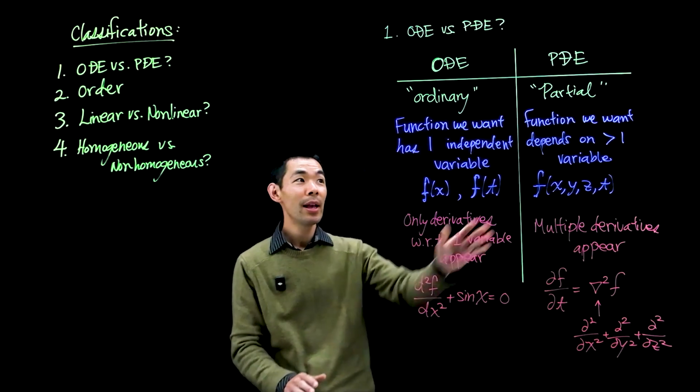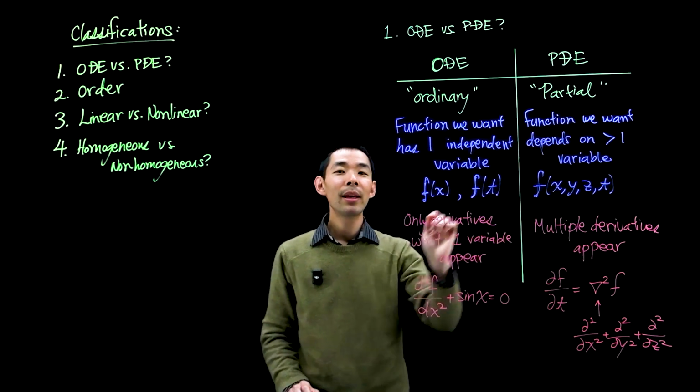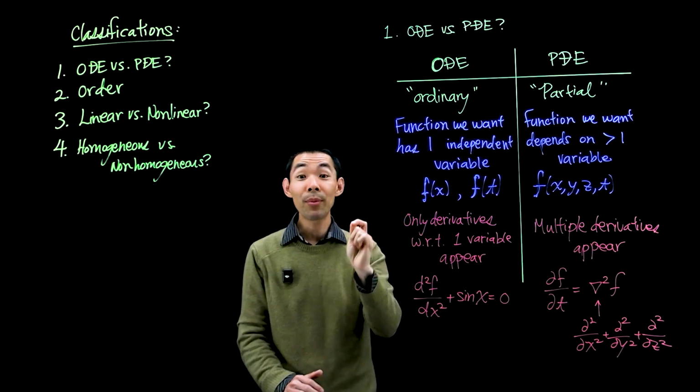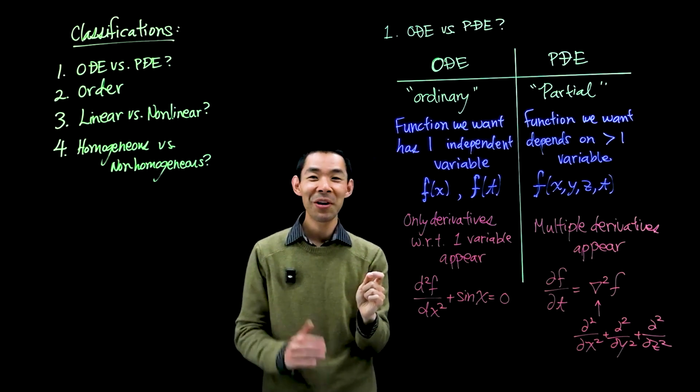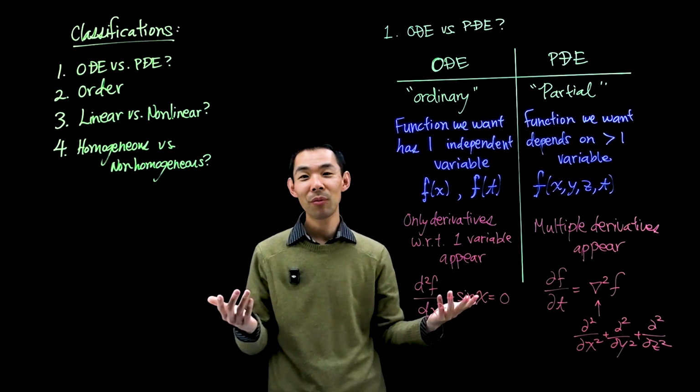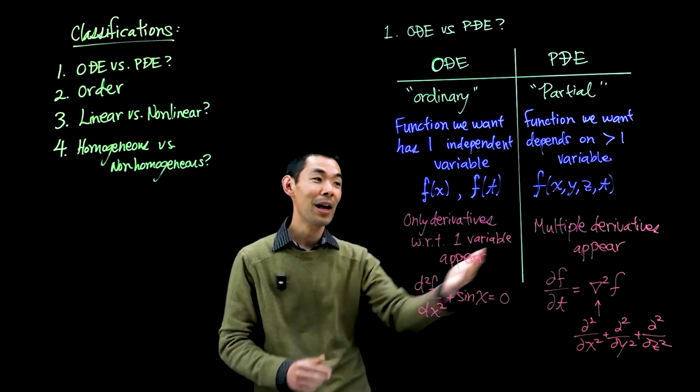In contrast, a partial differential equation usually has more than one. So a temperature profile that you might want to solve for depends on position x, y, z, because we live in a three-dimensional world, and it can also depend as a function of time.